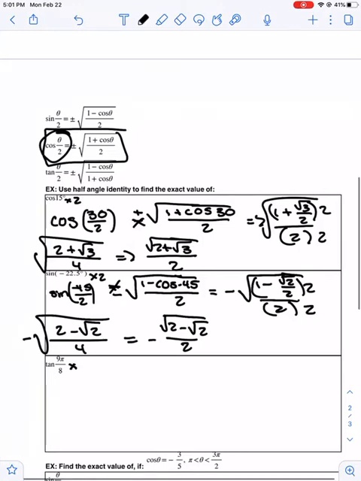Okay, now let's practice with tangent. So again, we're just going to multiply by 2, even though it's radians. So 9 pi times 2 is 18 pi over 8.